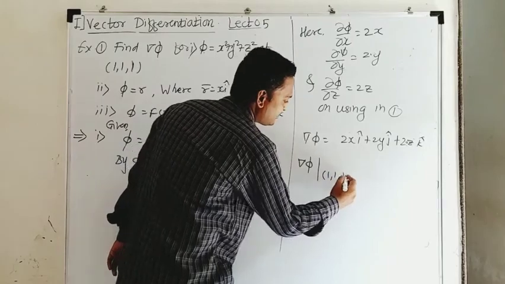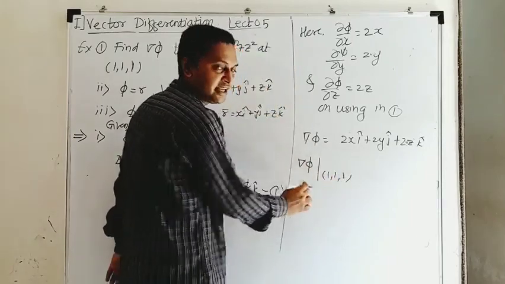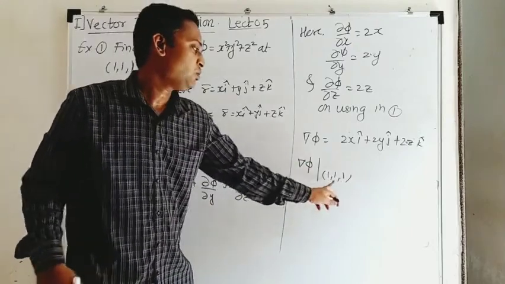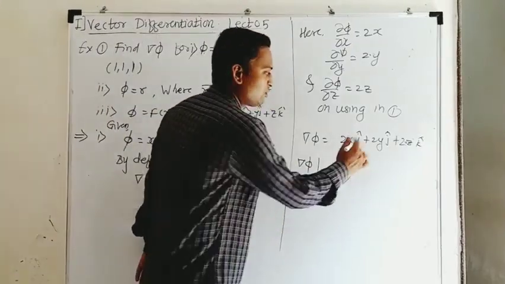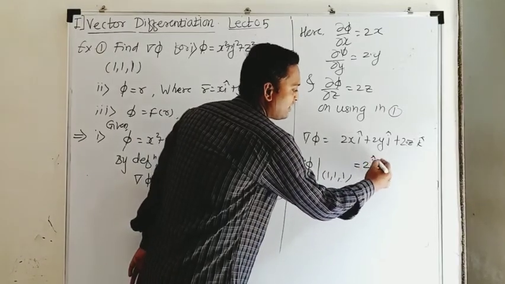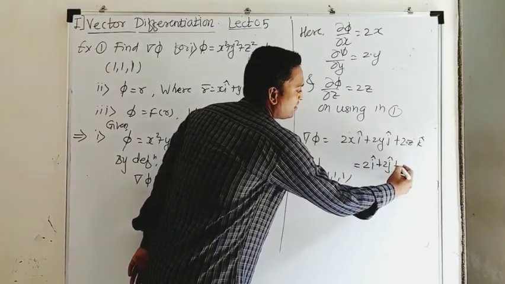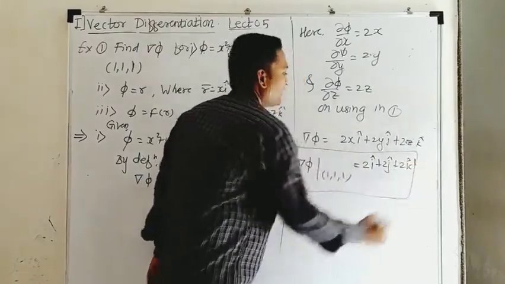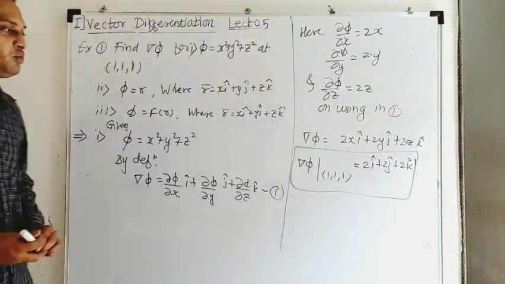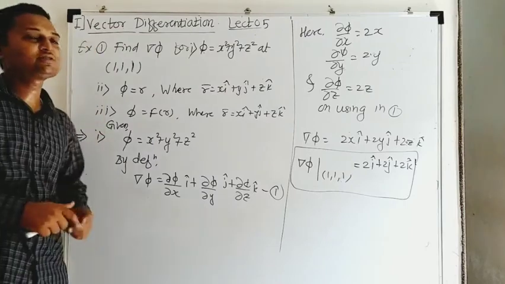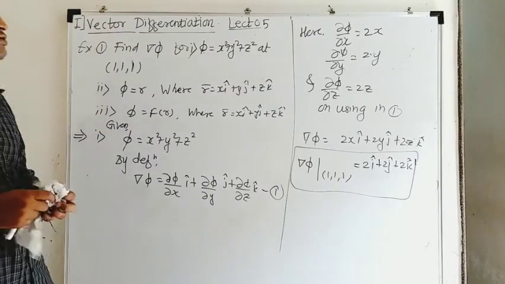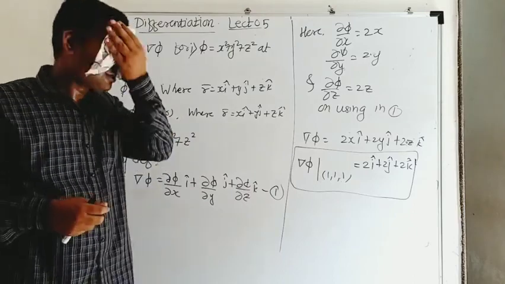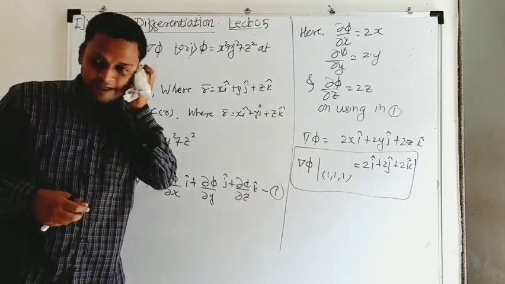So that can be written as del phi, and the standing line is called 'at'. We can read it as del phi at 1, 1, 1. So put x equal to 1, y equal to 1, z equal to 1, and we get 2i plus 2j plus 2k. So this is the required gradient of the function phi at the point 1, 1, 1. This is very easy. You just need to calculate the partial derivatives carefully. If you make mistakes in partial derivatives, you will not find the correct value of the gradient.